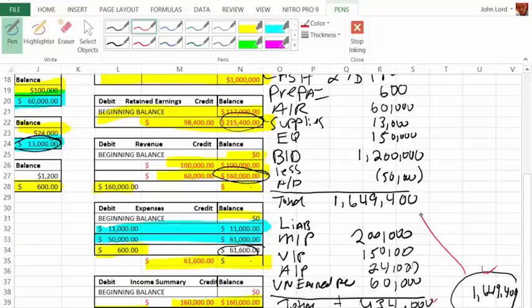50,000 is the accumulated depreciation on the building. We debited our depreciation expense. We credited the accumulated depreciation to show that that much of the building has expired, hasn't it?